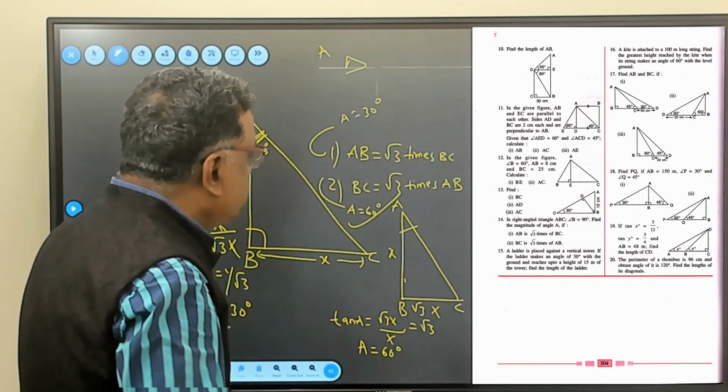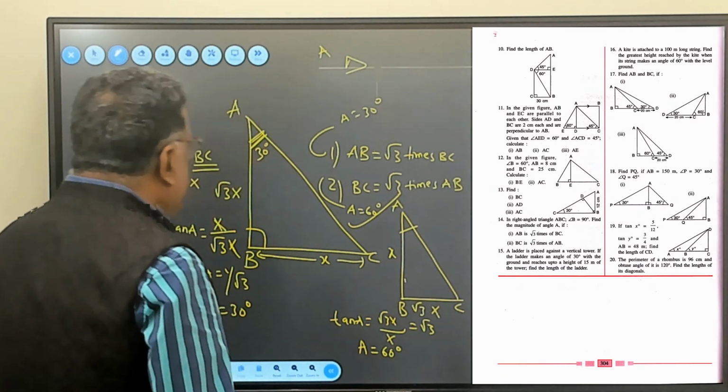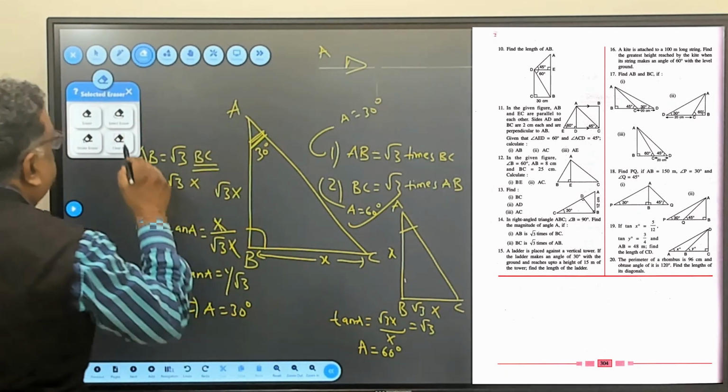Good. Let's try to do 15th sum, which is a very good sum.